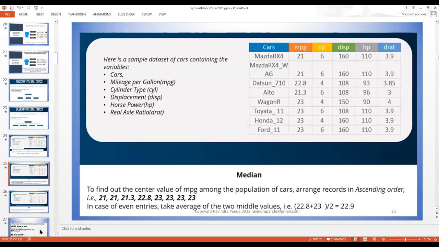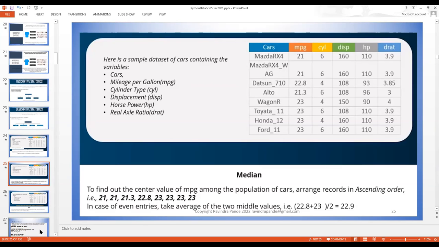Very good, right? Simple one. Now median. How do we find median? In median, we are trying to come up with the center value. So if our values fluctuate between 90 and 110, rather than going by the number of these things, we try to get a median out of these data values. How do we do it? In case of even entries, take the average of the two middle values, that is 22.8 plus 23 divided by 2, which is 22.9. These are trying to find a median amongst miles per gallon. So miles per gallon deviates between 21 and 23, right?